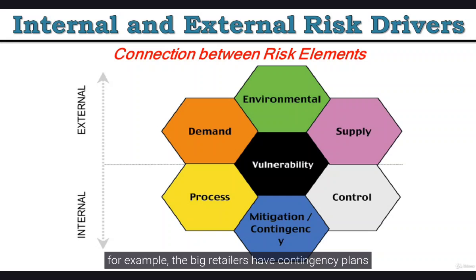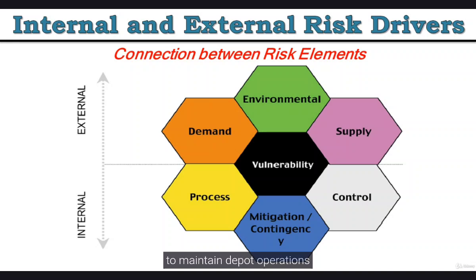For example, the big retailers have contingency plans to fly in fresh food from around Europe in the event of a port or tunnel blockade, while others have emergency fuel capacity to maintain depot operations in the event of temporary fuel shortages. Risk is context sensitive for the company, and the risk elements interact to neutralize or exacerbate the risks. This is a particularly challenging idea since it is very specific to the company and its environment, and it is therefore difficult to make generalizations that will invariably apply.